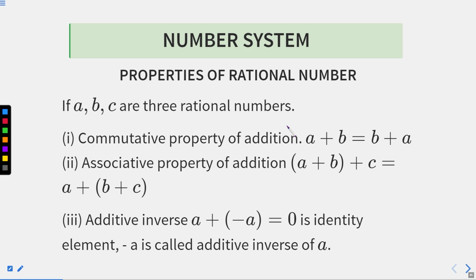So what are the properties of rational numbers? Assume we have three rational numbers a, b, c. So the first property says that if we add two rational numbers, first the first number and then the second number, the answer will be equal to adding the second number and then the first number. Clear? Let me take an example.